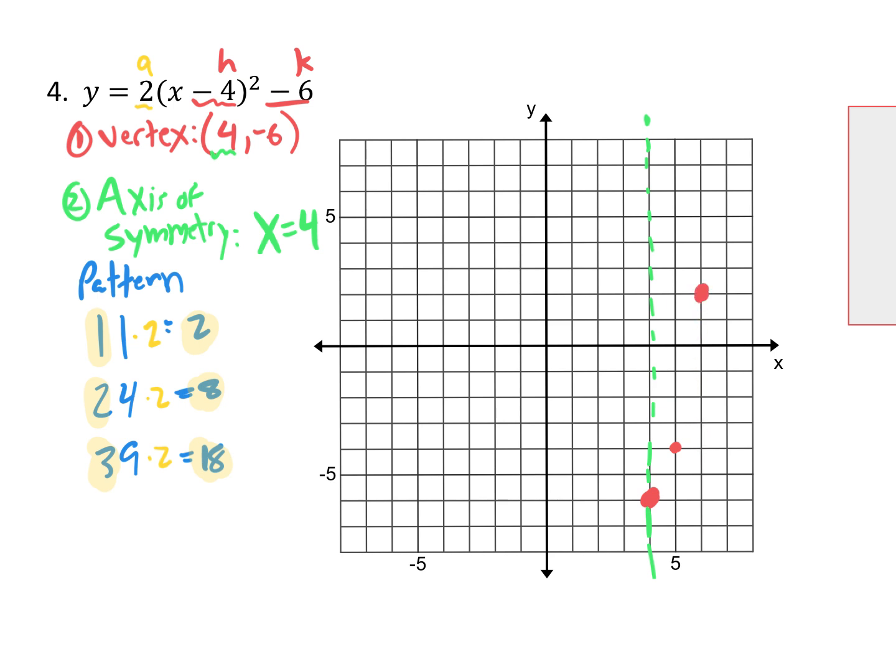And last but not least, 3 to the side, 1, 2, 3, 18 up. 1, 2, 3, 4, 5, 6, 7, 8, 9, 10, 11, 12, 13, 14, 15, 16, 17, 18. Forget it. I'm not going to put those. They're too far off the graph.